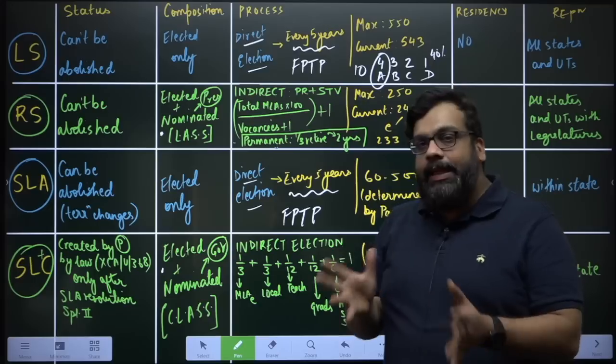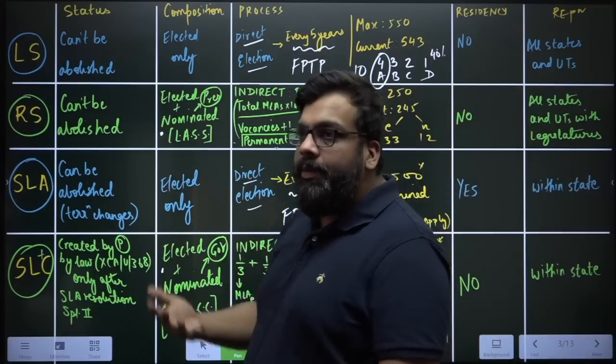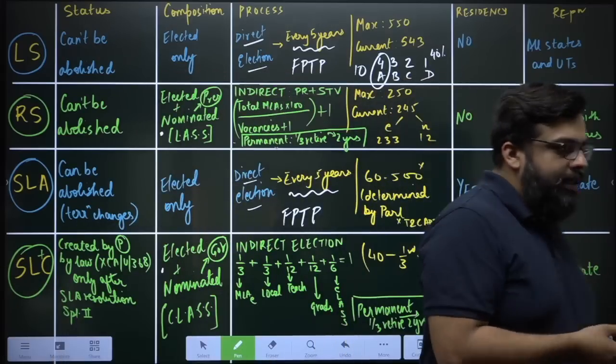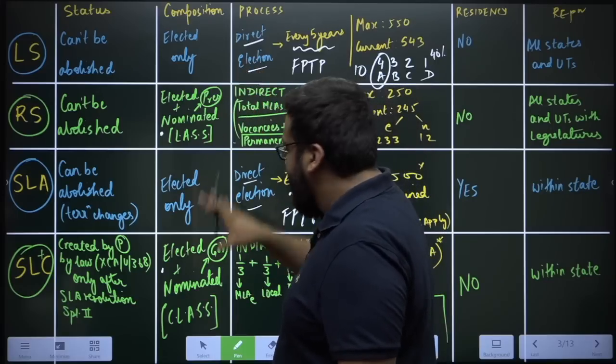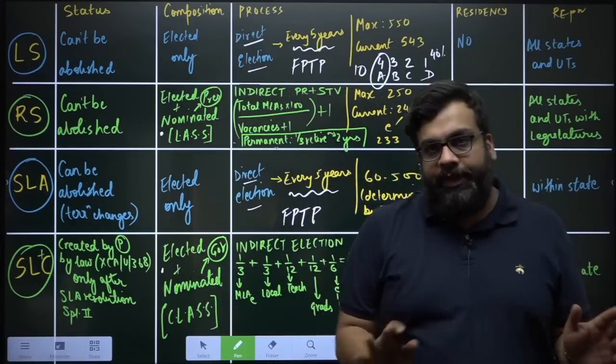Now comes the slightly complicated part. The prelims will not ask you the formula of a Rajya Sabha election, but you must understand the key terms. The first part is, a Rajya Sabha election and a state legislative council election are conducted in two completely different ways.